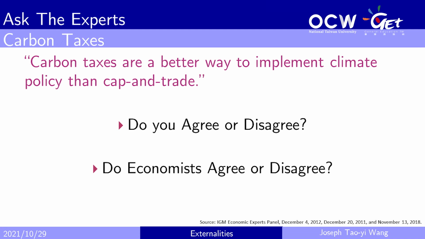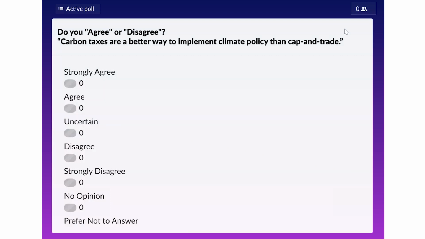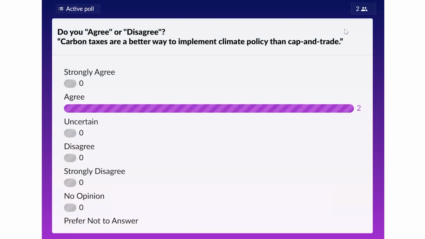Okay, so now we'll move on to what we call private solutions. So carbon tax. Carbon taxes are a better way to implement climate policy than cap and trade. So do you agree or disagree? And do economists agree or disagree? Do you agree or disagree with this statement? You can strongly agree, uncertain, disagree, strongly disagree, or have no opinion or not answer. The issue of carbon tax is a big thing nowadays in reality. So that's why we have survey questions on this, both on you and on The Economist.